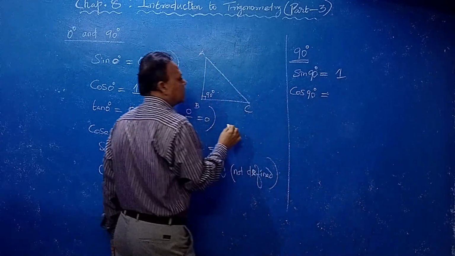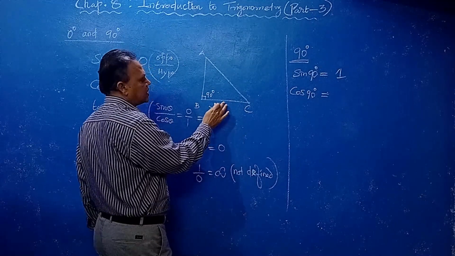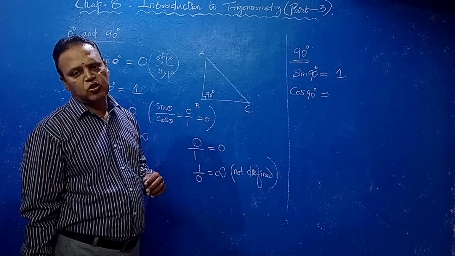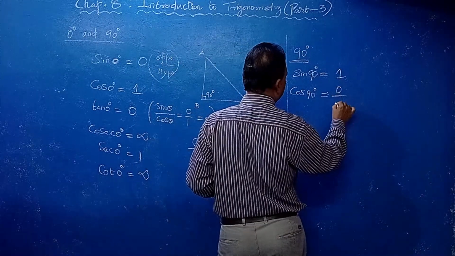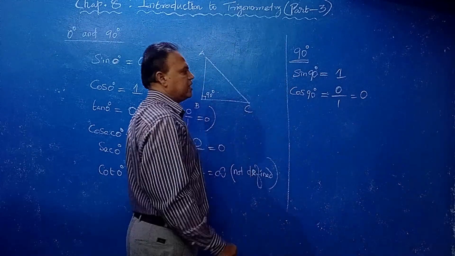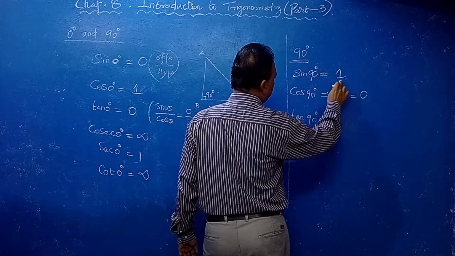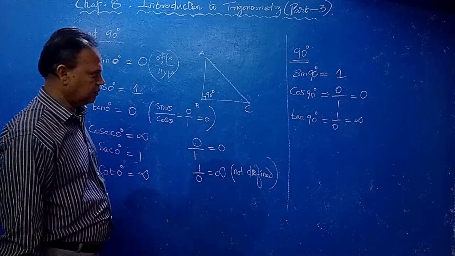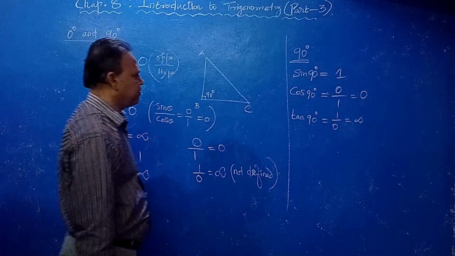Sin 90 is 1. And cos 90 is base. There is no base. So this hypotenuse side will come, it will coincide, which means you will not get any base at all. That is 0. Okay, 0 by 1, that is 0. Cos 90 is 0. Now tan 90 is 1 by 0, and 1 by 0 is not defined. Okay, 1 by 0 not defined. Tan 90 is not defined.